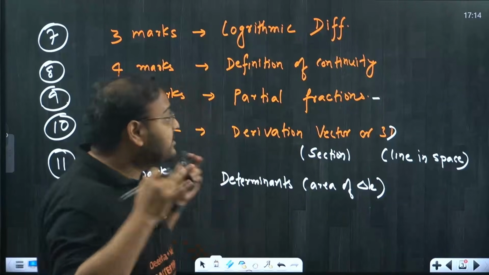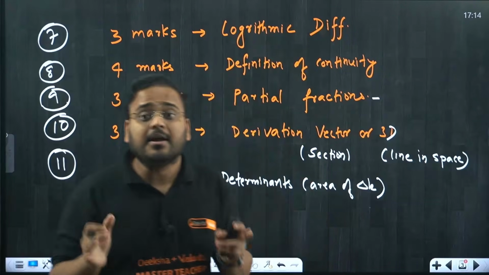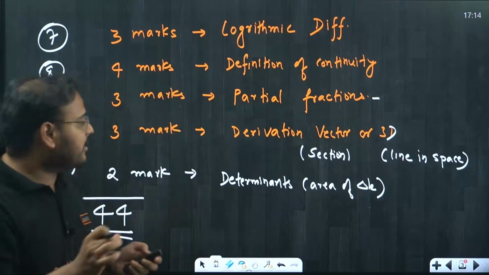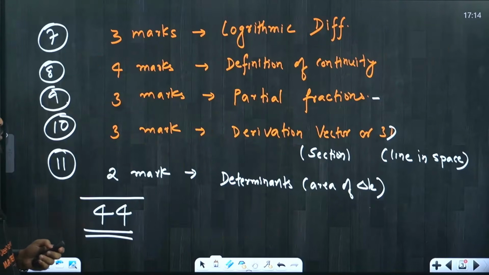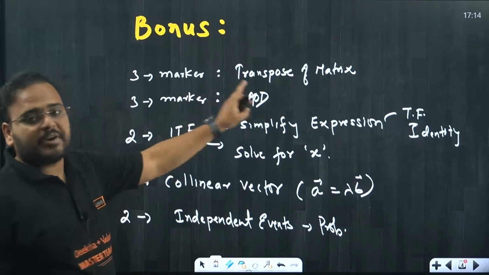Okay, so prepare these, must. Again, MCQ strategies and all of that I've given you already, but this is a must. Prepare 11 questions for your PU2 boards. And if you ask me for some bonuses, here it is. 3 marker transpose of a matrix can also be asked.